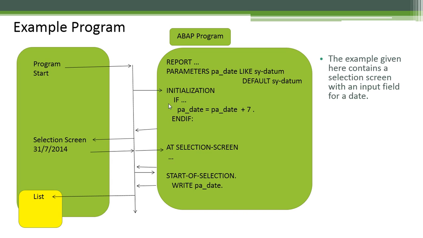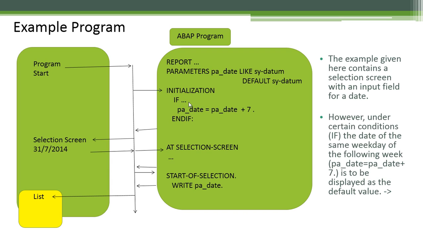The example given here contains a selection screen with an input field for a date. That is the parameter. However, under certain conditions, the date of the same weekday of the following week is to be displayed as the default value. So in the initialization you have an IF, and then you can add 7 days to your default value date. After that event is triggered, you return back to the selection screen and the date is displayed.